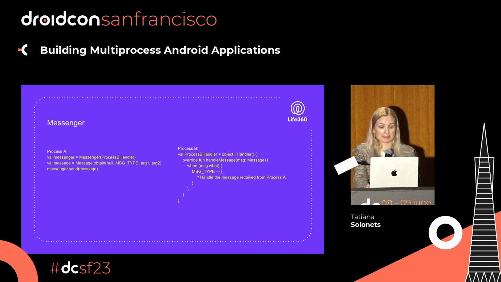And here's a simple example. We just create the messenger with the handler and send the message from process A. And in process B, we create the handler and receive that message.